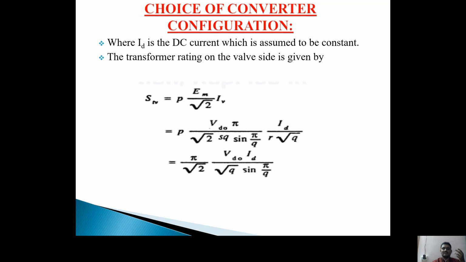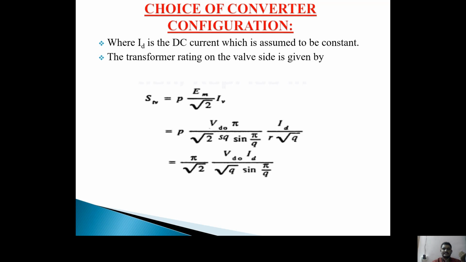So you know already IV is equal to ID by R root Q. After solving this we have pi by root 2 into VD naught into ID by root Q into sin pi by Q. So this is the final expression for the transformer rating on the valve side.